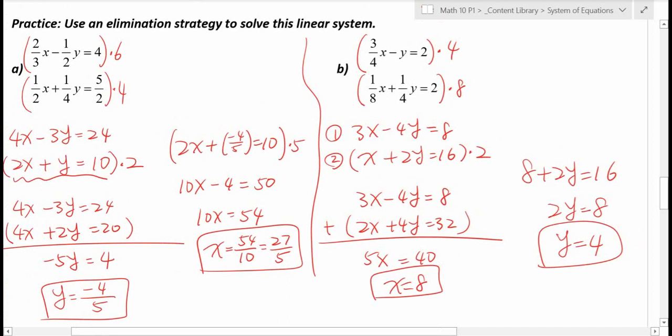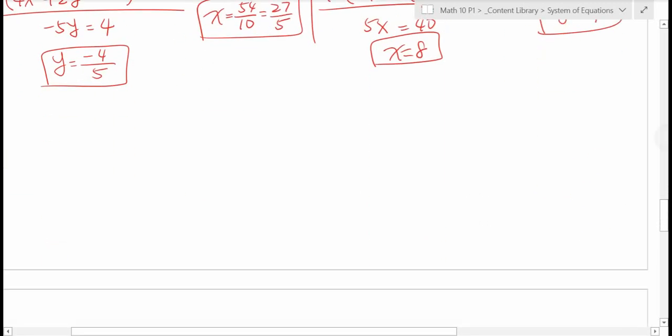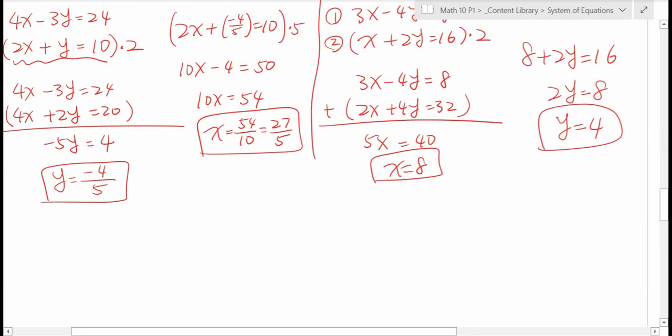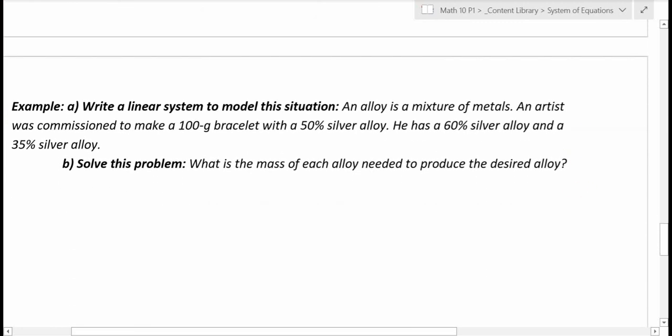Okay, so hopefully you now understand how to solve the linear system by elimination. And of course, if you do enough practice, you'll get used to it and everything should be pretty straightforward. Okay, finally, we are going to solve a word problem, and that is it for today, okay? So here is example A.